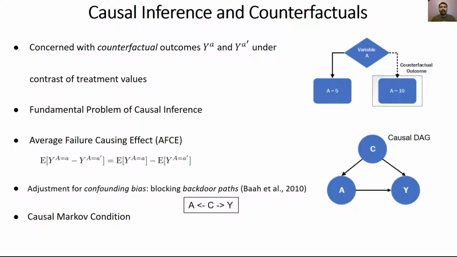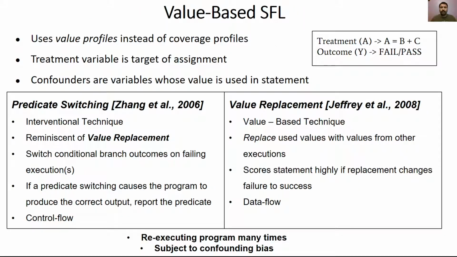To eliminate confounding, we can block all backdoor paths, for example by stratifying our analysis on the value of C. Causal DAGs must satisfy the causal Markov condition, which requires that given the value of its parents, each variable is conditionally independent of its non-descendants. Although most SFL techniques employ code coverage profiles, value-based techniques use value profiles, which record the values of program statements. Our method Unival is value-based.